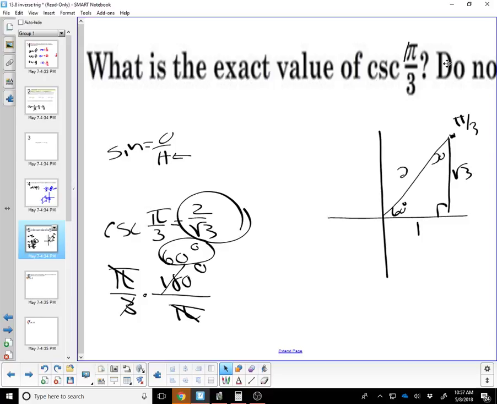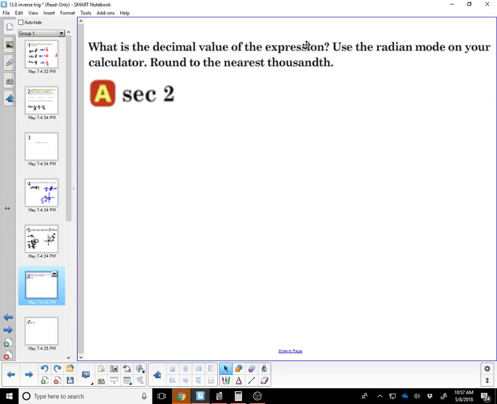Can I change the slide? Now, some of these you can do on your calculator. Actually, all of them you can do on your calculator. But if it's looking for an exact answer, you're going to have to do it by hand geometrically. That makes sense? So, some of these we're going to do on your calculator now. They want us to find the secant of 2. Everyone have a calculator in their hand?